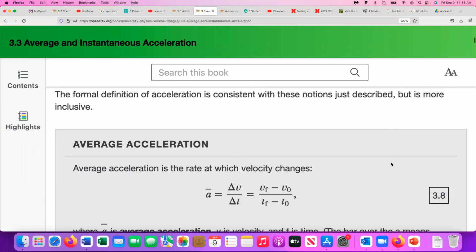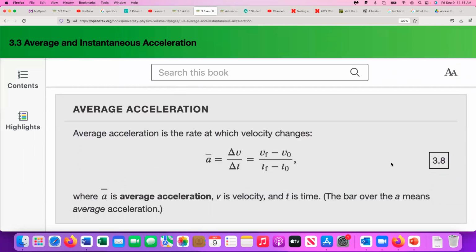And the average acceleration, if you want to calculate the average between two different points in time, is really quite simple. You just take the velocity at one point in time, your final point in time, and subtract your initial velocity from it, and then divide by the elapsed time. So that's pretty simple, very similar to the average velocity.